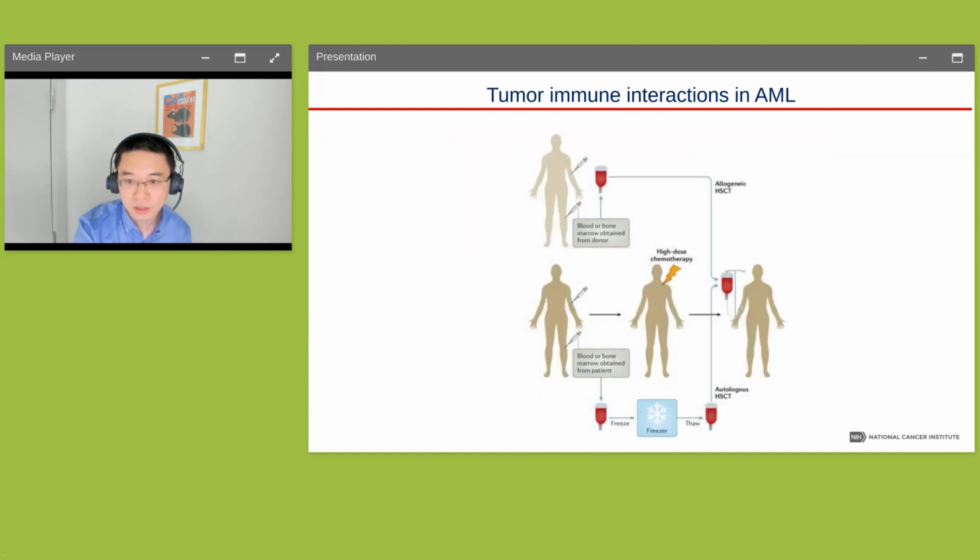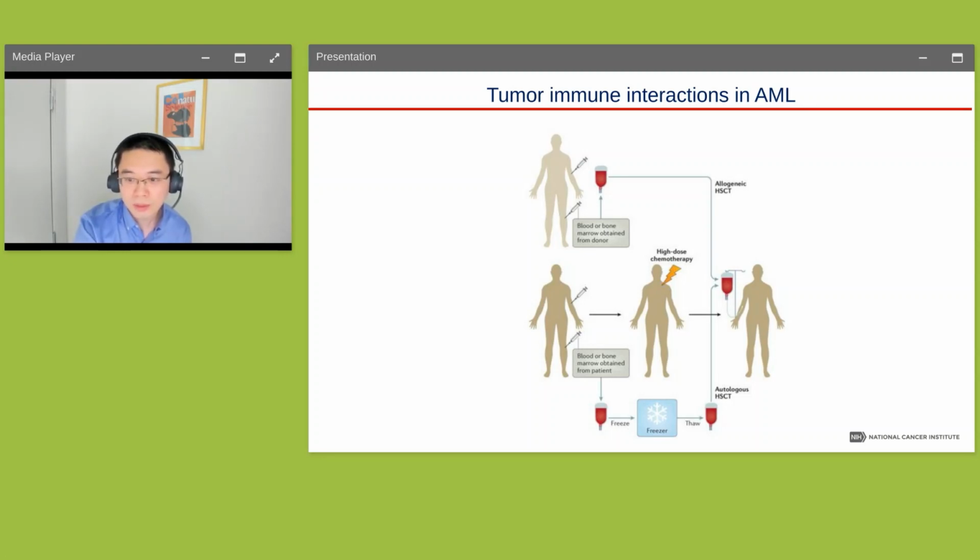And this is just a brief summary of different bone marrow transplant strategies. In AML settings, we mainly use allogeneic hematopoietic stem cell transplant. So this background actually tells us about tumor-immune interaction, especially when you bring in someone else's, a donor's, hematopoietic cells, the graft versus leukemia effect can significantly improve the survival.